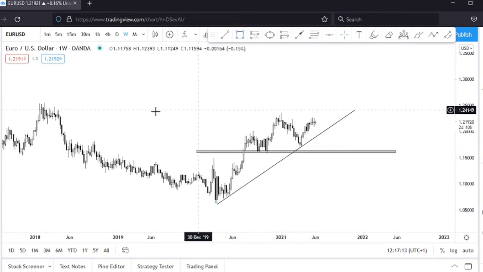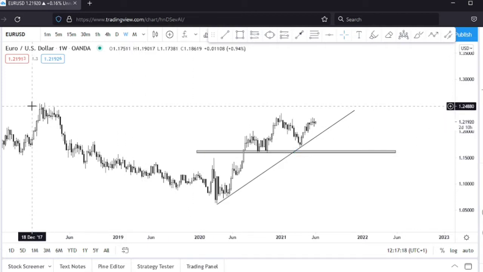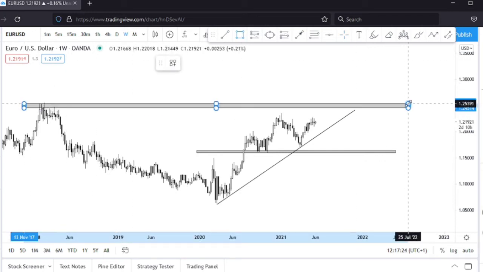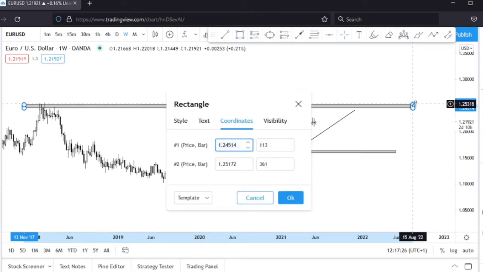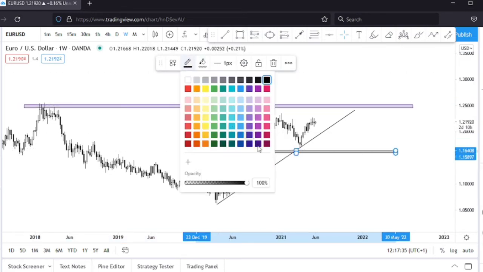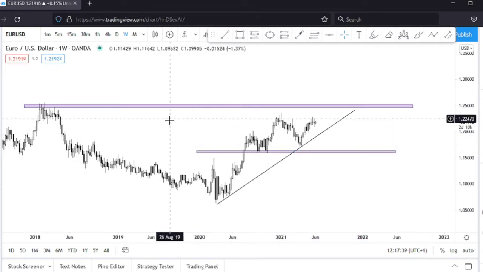We may see that clearly on the daily time frame, but we can as well plot on the weekly time frame as well. So there's also another area over here. Let's represent this with purple. Great. So let's move to the daily time frame.